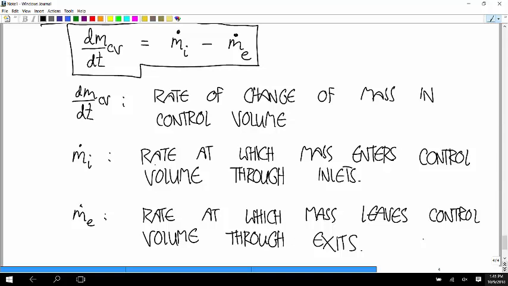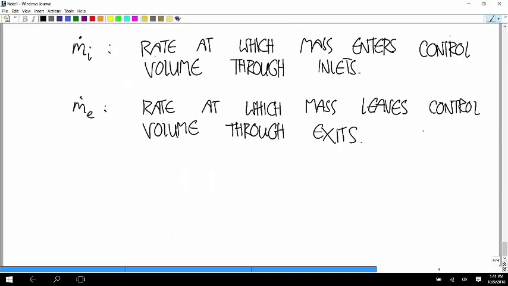If you're in steady state, all properties have to be constant. And so that just says that there can't be any change in mass in the control volume. And so the mass coming in the inlet has to be equal to the mass leaving through the exits.